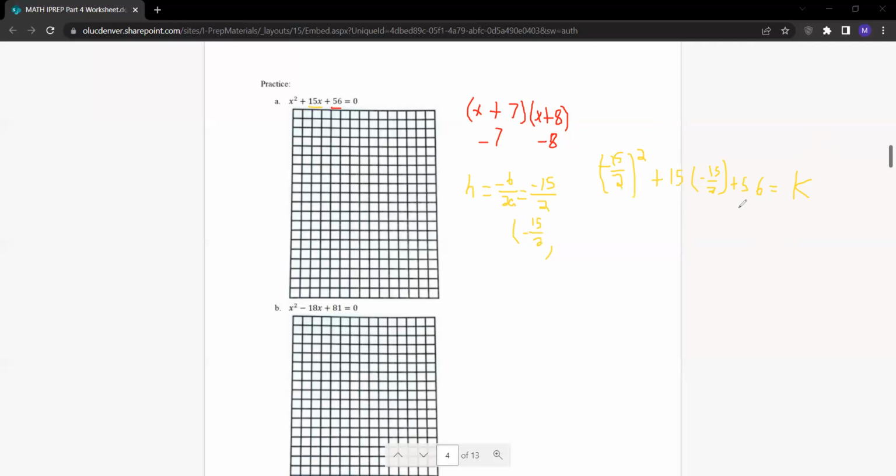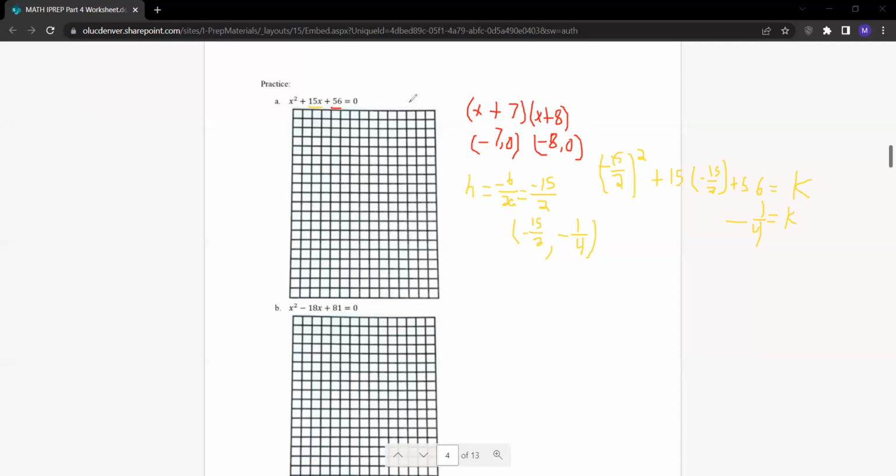And so when we solve for k, what we get is k is equal to negative 1/4. So what we have is negative 15/2 and negative 1/4. And if we think about this, negative 15/2 is going to be right in between negative 7 and negative 8. So let's go ahead and put all this together. We have our vertex here. We have our x-intercepts here.